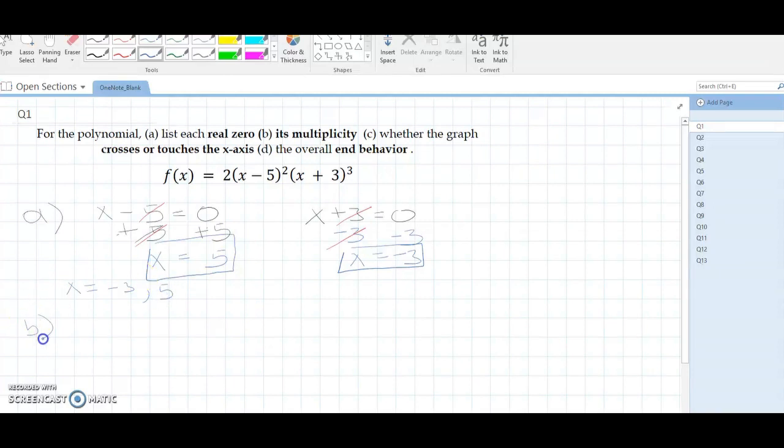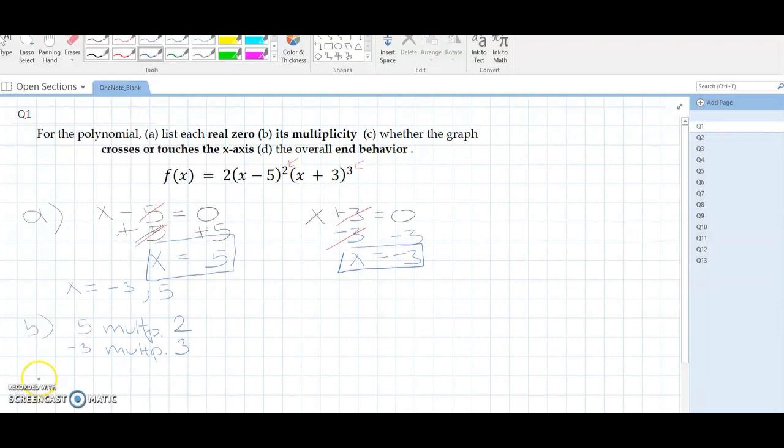Now for part b, they want us to find the multiplicity. The multiplicity is given by the exponent. At 5, we have multiplicity of 2, and at negative 3, we have multiplicity of 3.